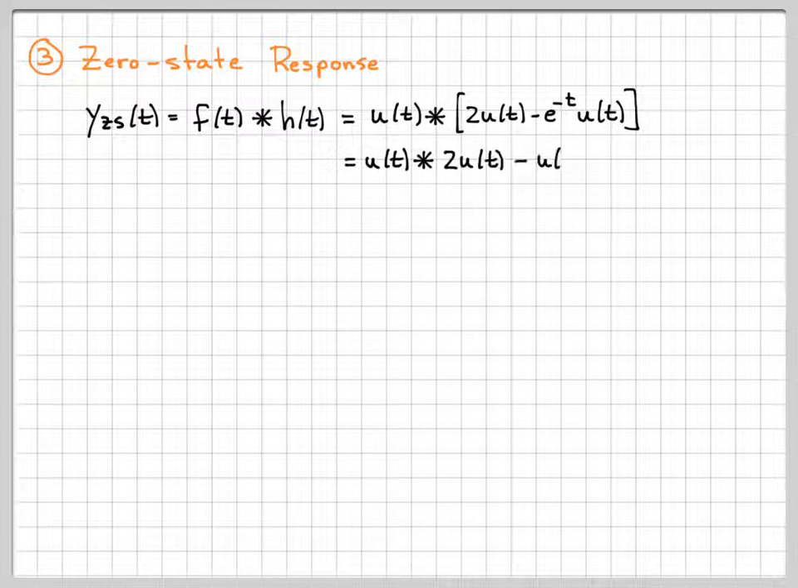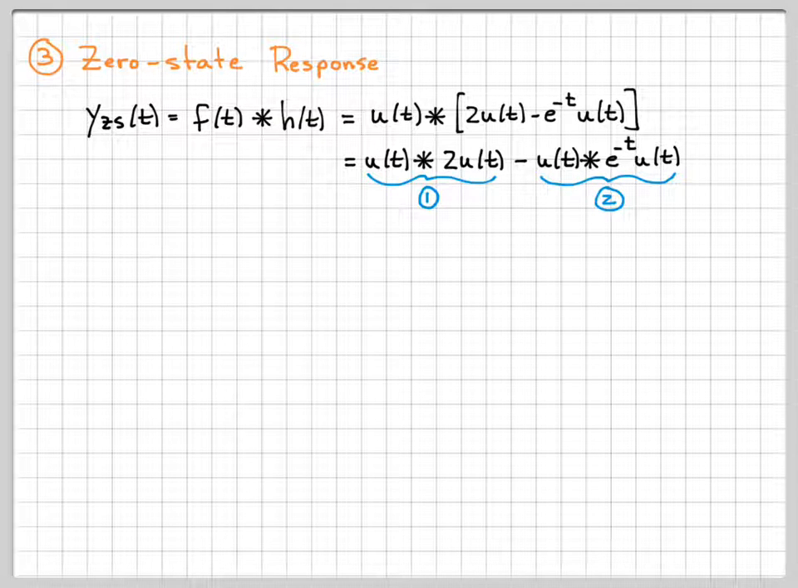So I'm going to go ahead and use the distributive property of convolution. I can write this as u(t) convolved with 2u(t), minus u(t) convolved with e^(-t). So really what I have here are two different pieces. This is what I'm going to call part 1, and this is what I'm going to call part 2. Really I have two convolutions that I need to do. So let's go ahead and do the first one.